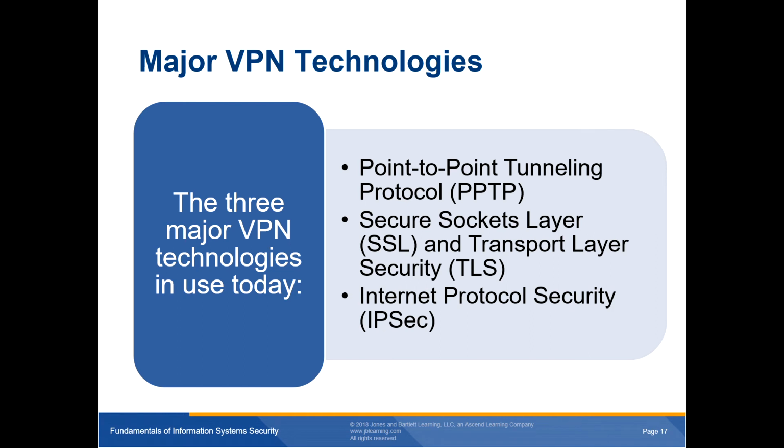Major VPN technologies. The three in use today are Point-to-Point Tunneling Protocol, PPTP, Secure Sockets Layer, SSL, and Transport Layer Security, TLS, and Internet Protocol Security, IPsec. And IPsec is actually inherent in IP version 6. So you are getting that security if you convert your network to IP version 6 from IP version 4.